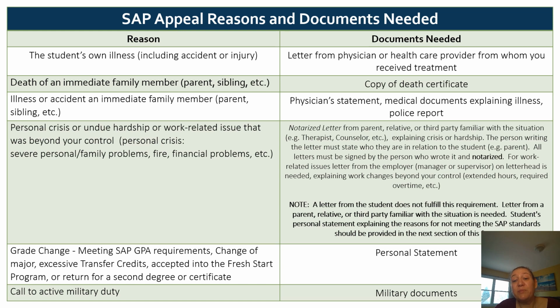So you want them to explain the crisis or hardship. The person writing the letter must state who they are, who they are to you. They have to be signed by the person who wrote it and notarized. For work-related issues, you need a letter from your employer, manager, or supervisor on letterhead from the company. They have to explain why they needed you to work, why it could not be changed, what was the reason. So that you would want to have from them.